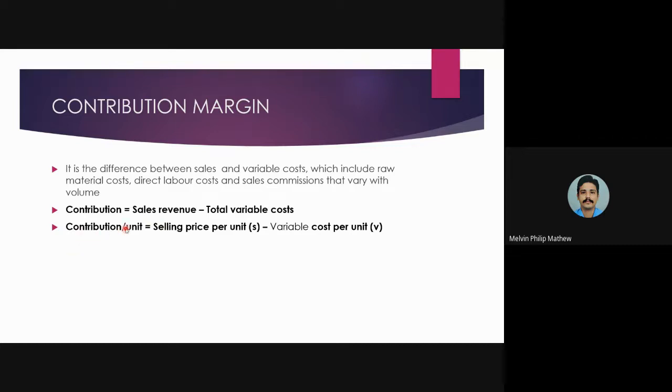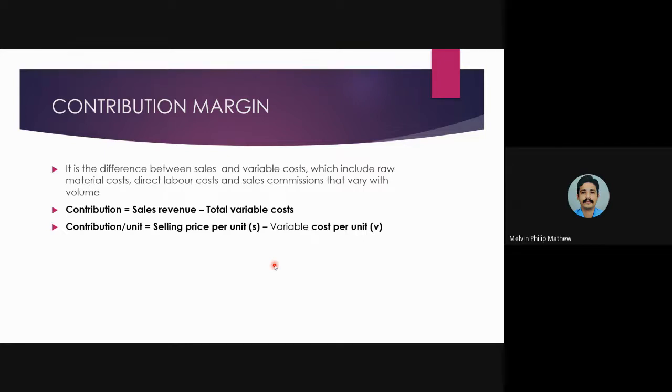Next line, contribution per unit. Contribution per unit is equal to selling price per unit S minus variable cost per unit V. The selling price per unit S and variable cost per unit V we discussed in the last class yesterday, and we have denoted them as S and V. So that is what is shown here.